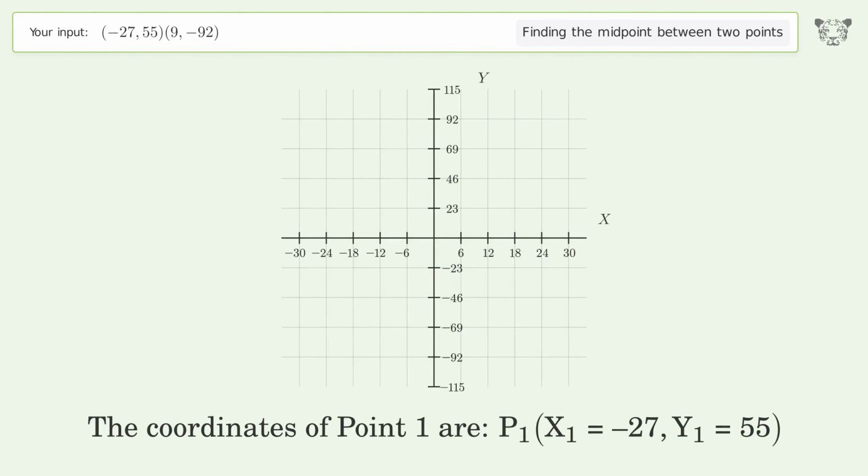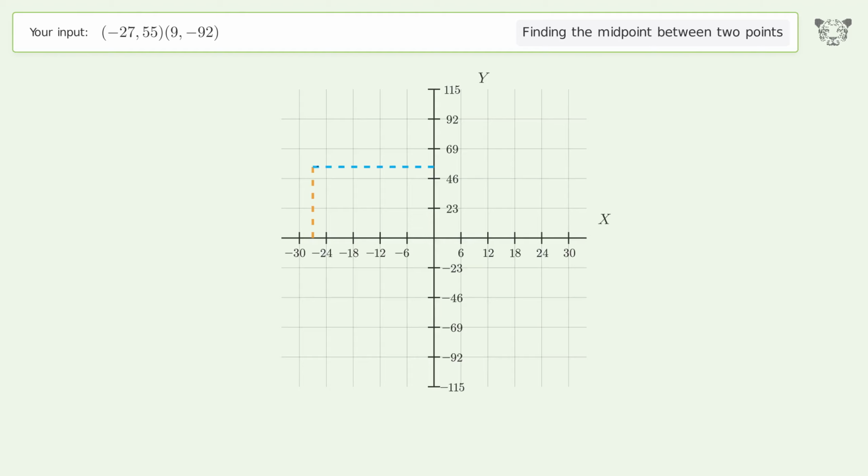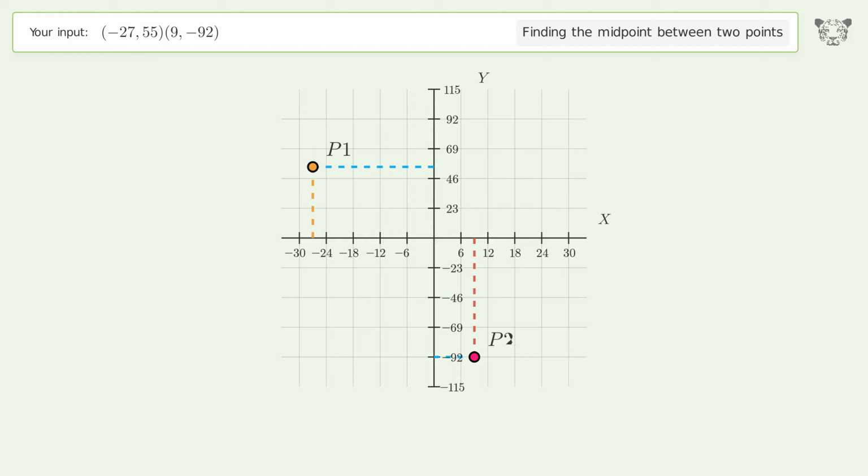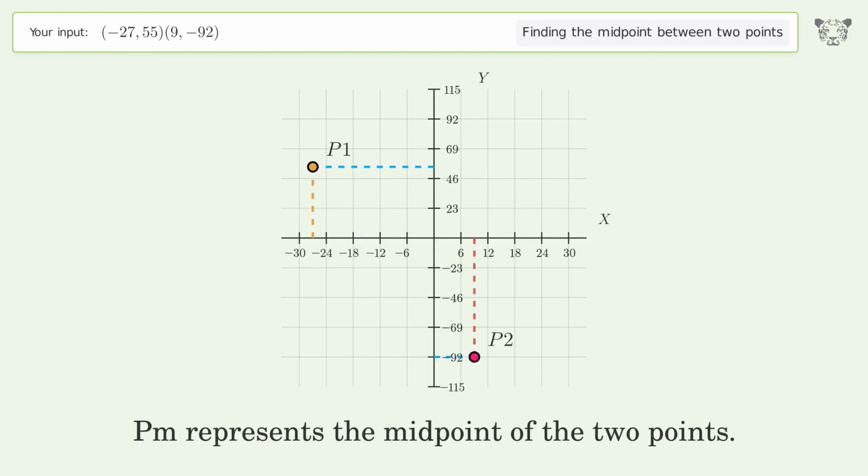The coordinates of point 1 are, x1 equals -27, y1 equals 55. The coordinates of point 2 are, x2 equals 9, y2 equals -92. PM represents the midpoint of the 2 points.